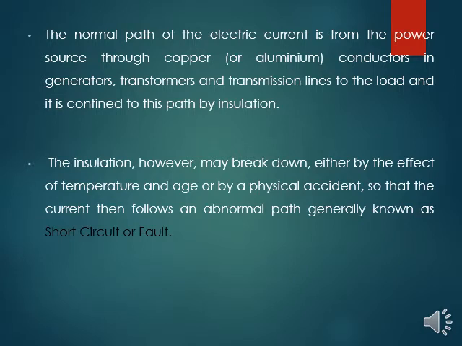The normal path of electric current is from the power source through copper or aluminum conductors in the generator, transformer and transmission lines to the load, and it is confined to this path by insulation. The insulation, however, may break down, either by the effect of temperature and age or by a physical accident, so that the current then follows an abnormal path, generally known as a short circuit or a fault.